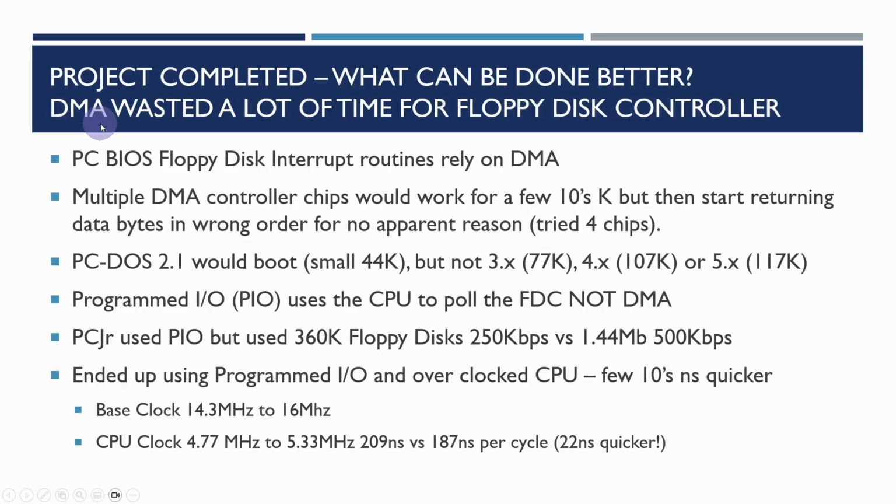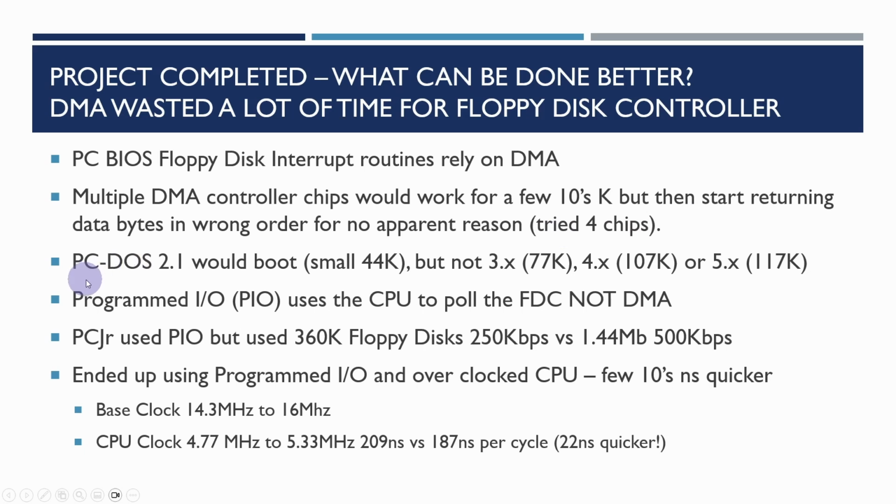So DMA wasted a lot of time getting the floppy disk controller working. The PC BIOS floppy disk interrupts rely on DMA for reading and writing the data to the floppy disk controller. I went through multiple DMA controller chips, because they would work for a few tens of K when accessing the floppy disk, but then would start to return the data bytes in the wrong order for no apparent reason. I tried about 4 different chips: 2 original ones from around the late 70s, early 80s, and some more modern versions as well.